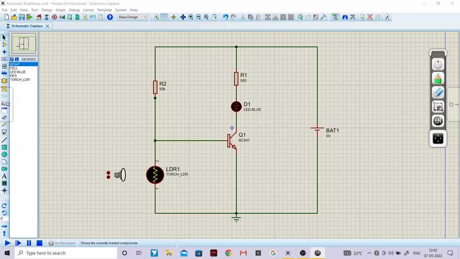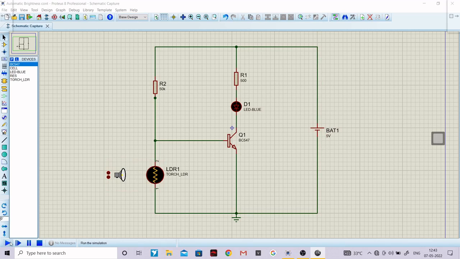So as you can see, let me move a little above. This is the LDR sensor, this is the torch, and this is the 500 ohm resistor. This is the resistor so that the majority of the current should not pass through the LED. If the majority of the current is flowing through the LED, this LED will burn out. So for that very purpose, we had connected this 500 ohm resistor. This is your VCC, that is 5 volts.